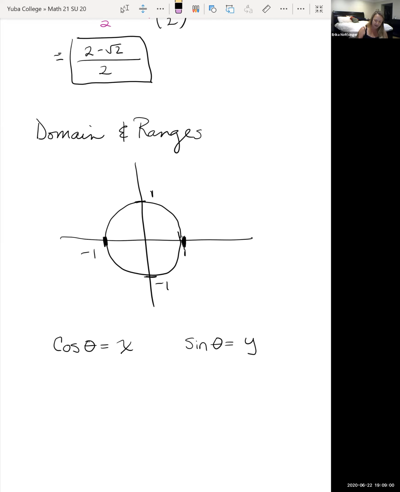And so our domain is -1 to 1. Right? So if I chose an x value right here, it's hitting the graph. My range, same sort of idea. If I look at my y values, all y values that I get back from my points are between -1 and 1. Usually go smallest to largest. So -1 to 1.